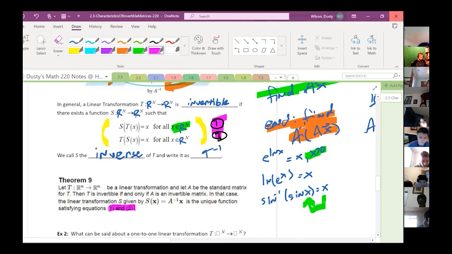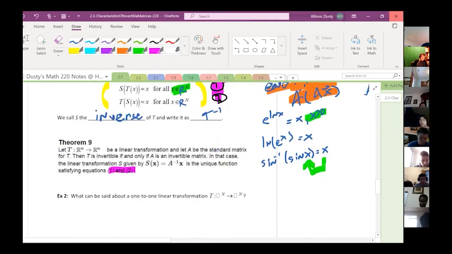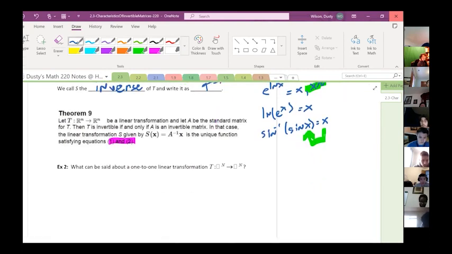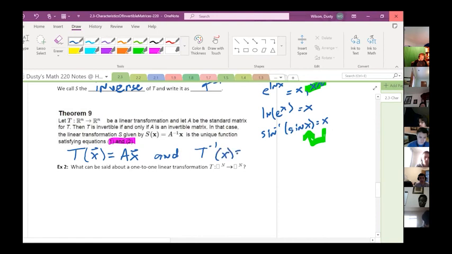Let me write this theorem 9 in a more helpful form. If it's a linear transformation, then you have T of x equals Ax, and T inverse of x is equal to A inverse x. That's basically what it's saying.